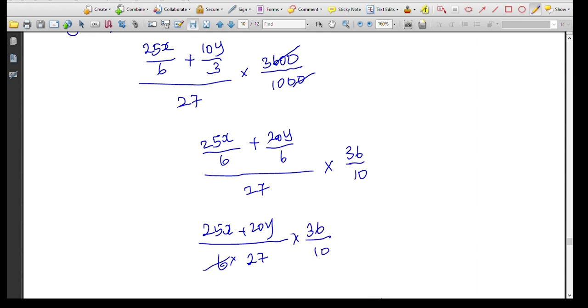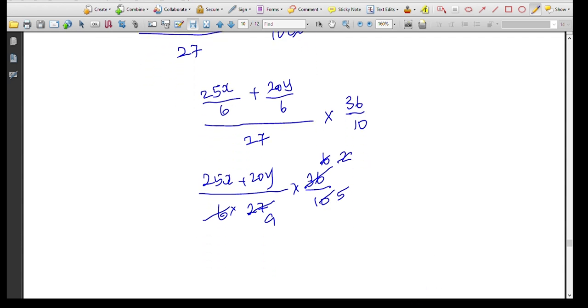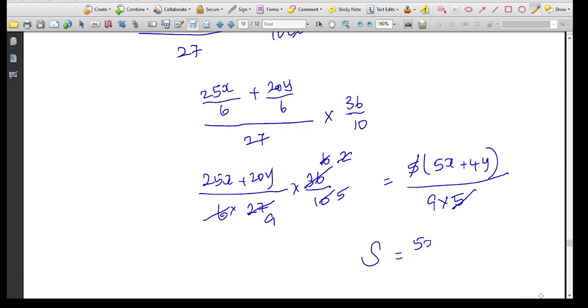So when we are simplifying, 16 at 6, 66 at 36, 23 at 6, 93 at 27, 12 at 2, 52 at 10. So 9 and 5 are remaining in the denominator, and the numerator has 25x plus 25, which has 5 as the common factor. So 5x plus 4y is remaining in the numerator, divided by 9 into 5 remaining in the denominator. When you are simplifying this by 5, we are getting the final answer. Speed is 5x plus 4y divided by 9.